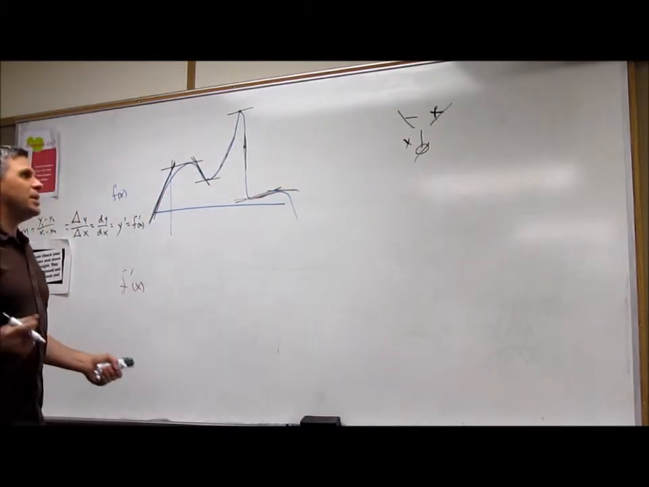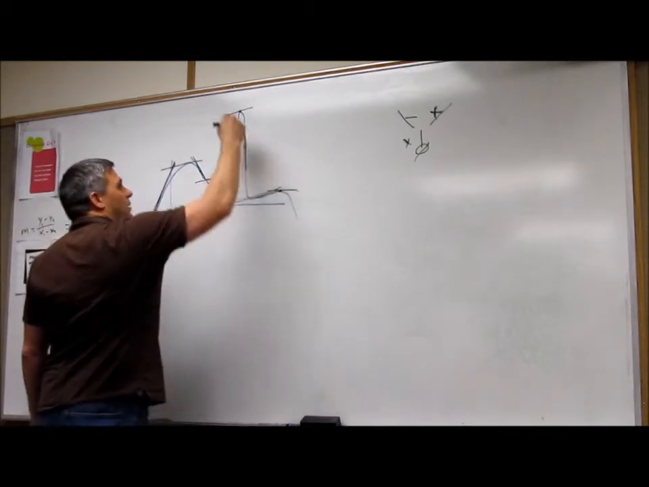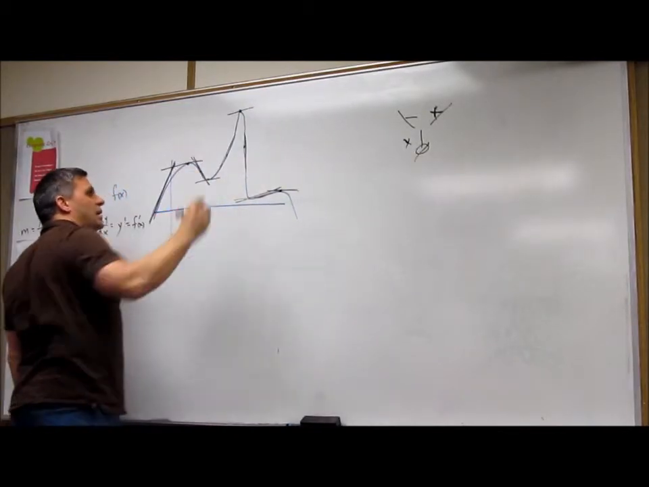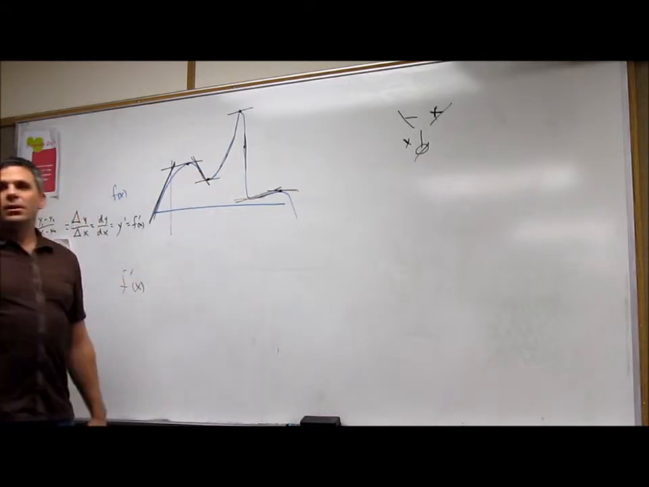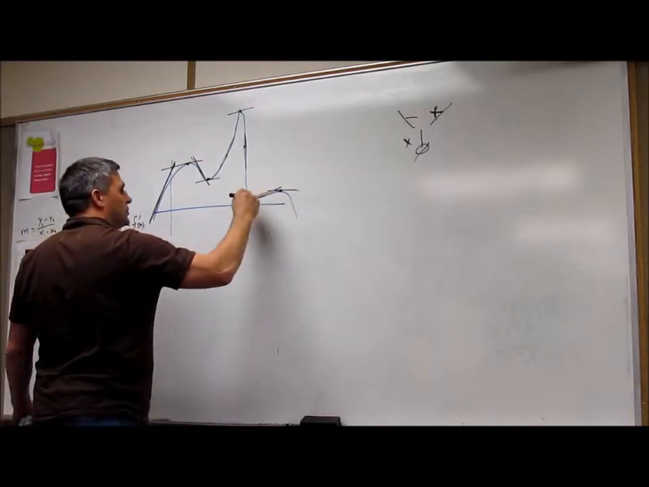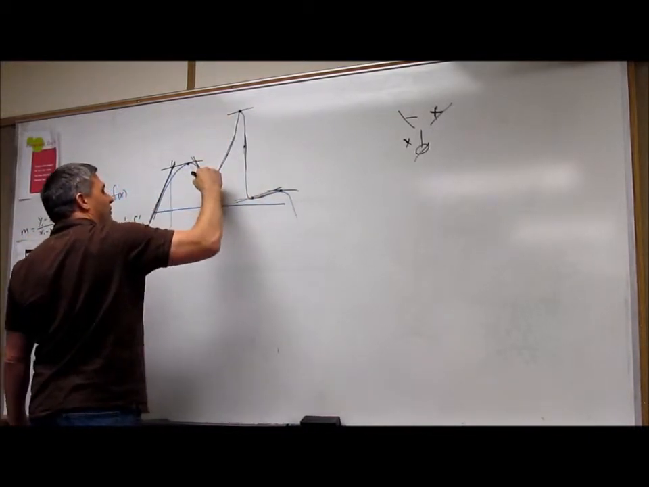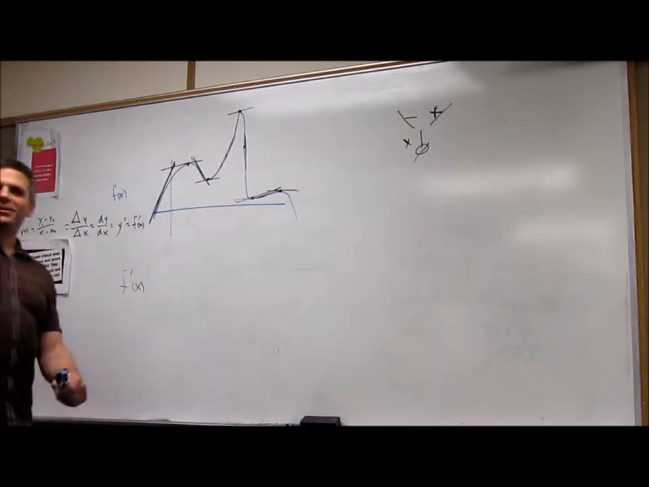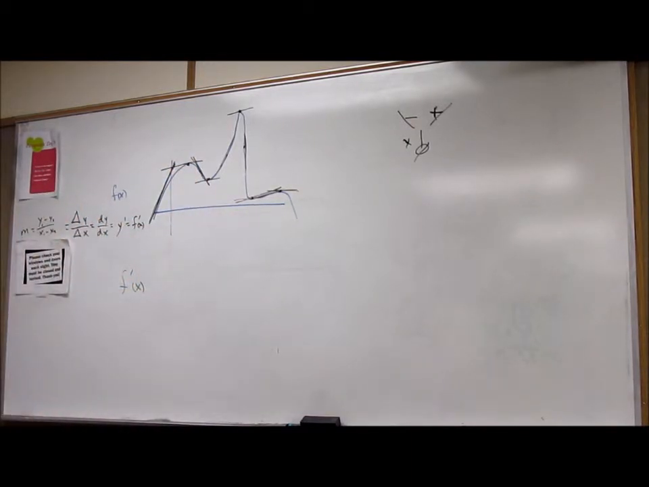So how many zeros are there? We have 1, 2, 3, 4. So there's 4 humps. 1, 2, 3, 4, 5. There's 5 humps is what I said. And so there's 5 humps. What does that mean?